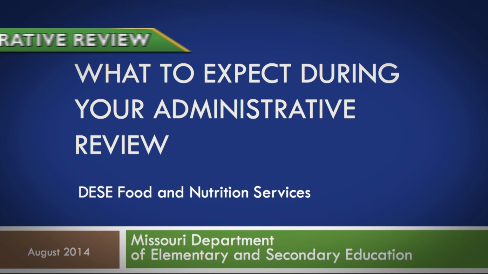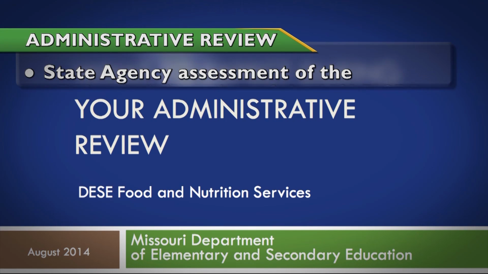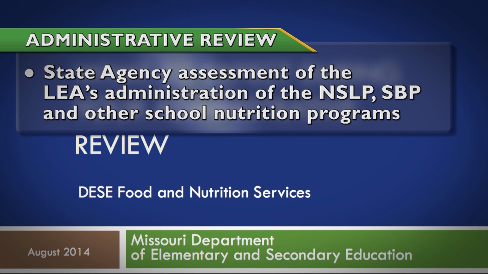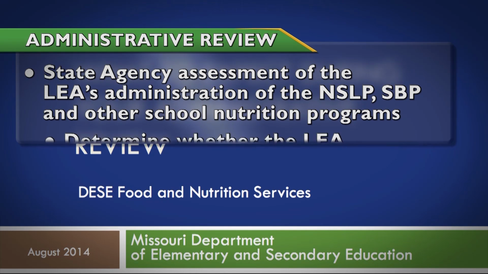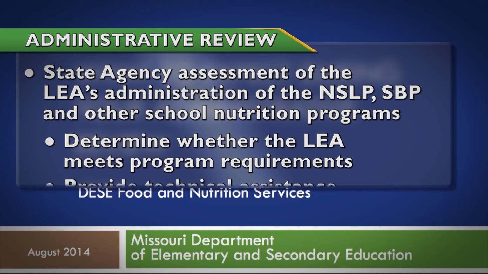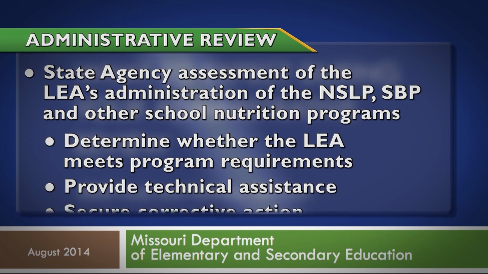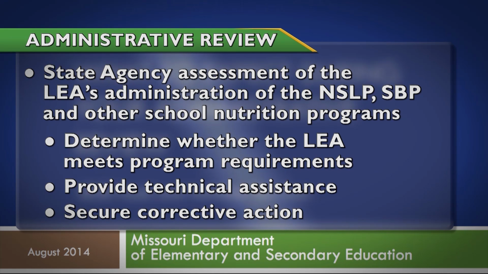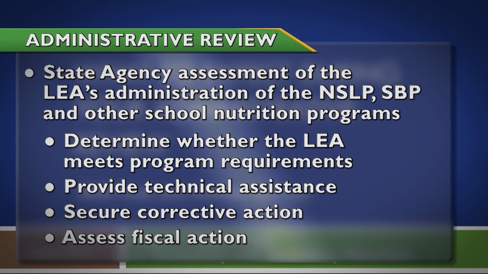The administrative review is a state agency assessment of the LEA's administration of the NSLP, SBP, and other school nutrition programs. The objectives of the administrative review are to determine whether the LEA meets program requirements, provide technical assistance, secure any needed corrective action, assess fiscal action, and, when applicable, recover improperly paid funds.